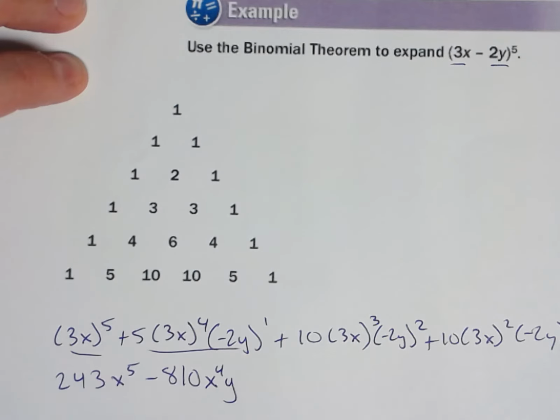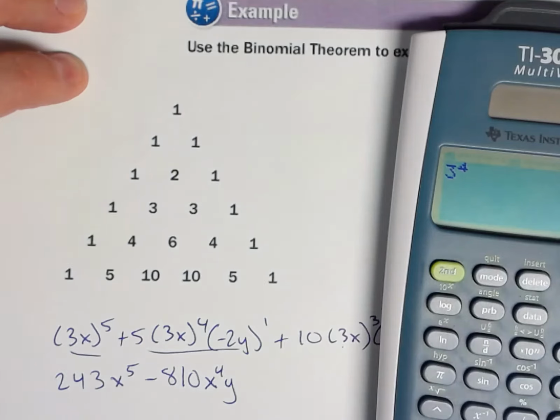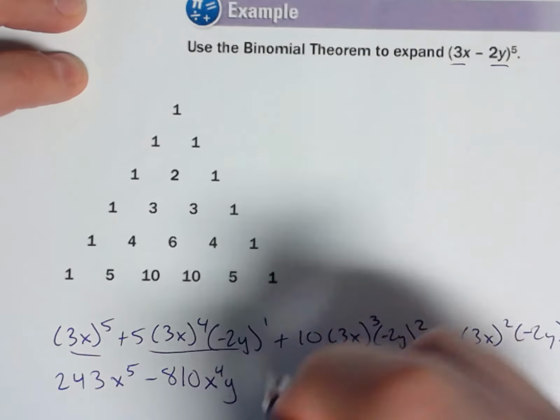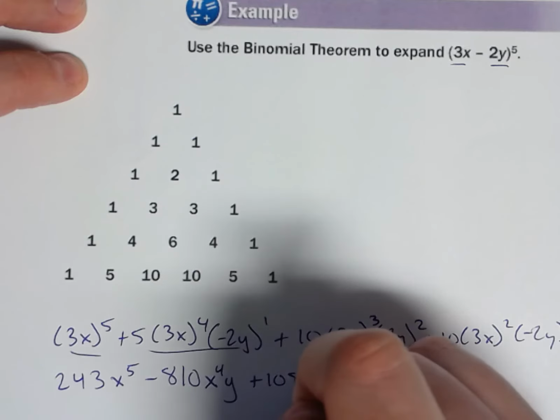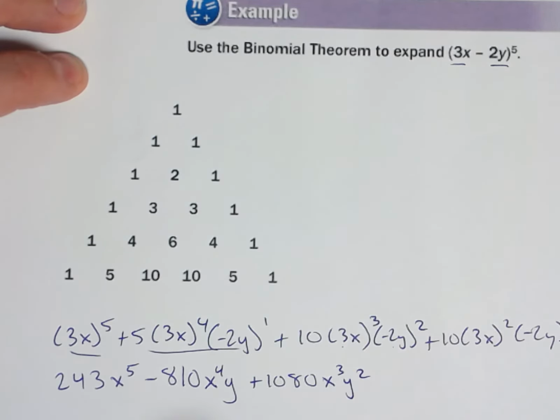So far we've done these first two. Let's keep going. So now we've got 10 times 27, so that's 270 times 4. So 1080, so plus 1080x cubed y squared. Notice our signs are going to alternate here, just the way it works out with the powers. So the next one's going to be minus.